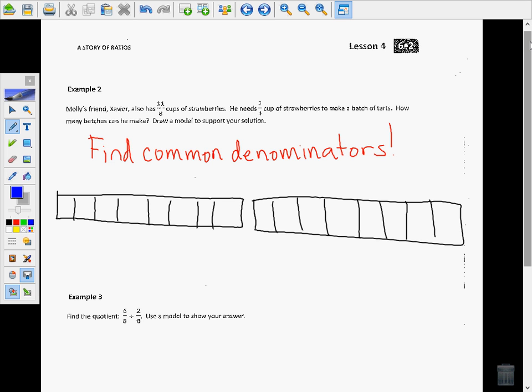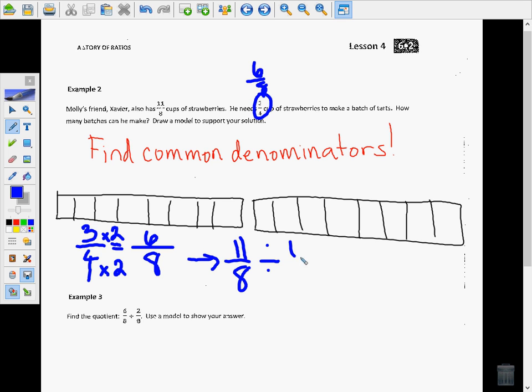Is there a way I could make 3/4 into eighths? We want to get 8 as my denominator. So what could you multiply 4 by to get 8? By 2. So if you multiply 4 by 2, you have to multiply 3 by 2, and we get 6. So instead of saying 3/4 cups of strawberries to make a batch of tarts, we're going to say 6/8 cups. Now we can do 11/8 divided by 6/8. We have to figure out how many 6/8 goes into 11/8.